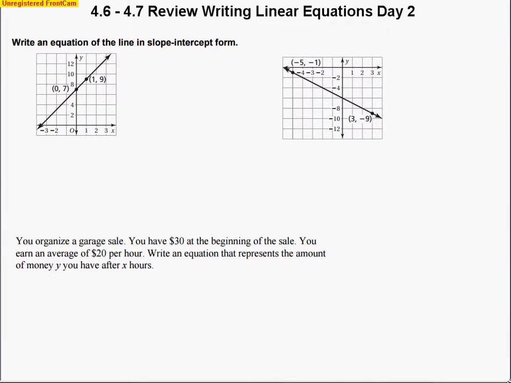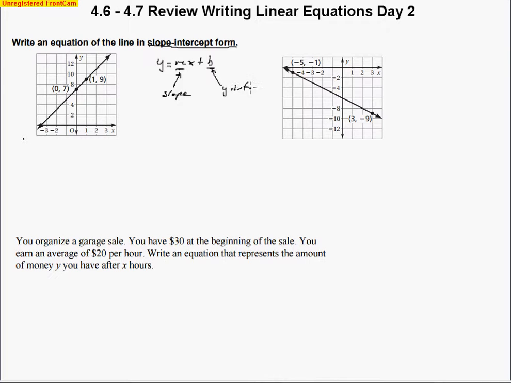This is the lesson for Chapter 4, Section 6 and 7, review writing linear equations, day number 2. So let's take a look at our first type of problem that we'll end up seeing, and here we have to write an equation in slope-intercept form. So remember, slope-intercept form goes this way: y equals mx plus b. So m stands for the slope, and the y-intercept is b.